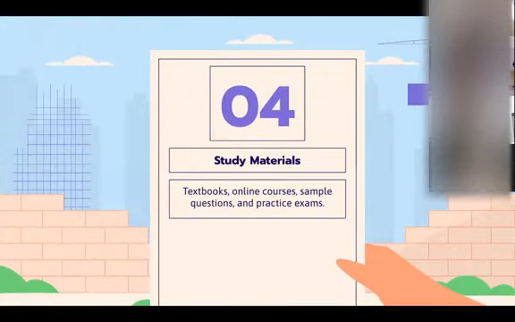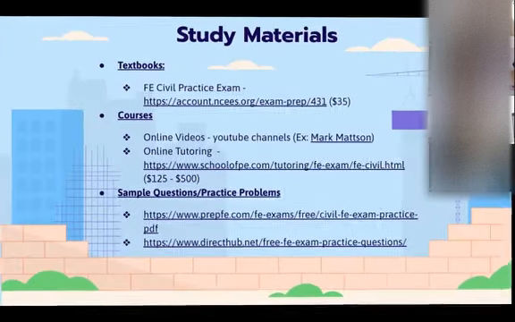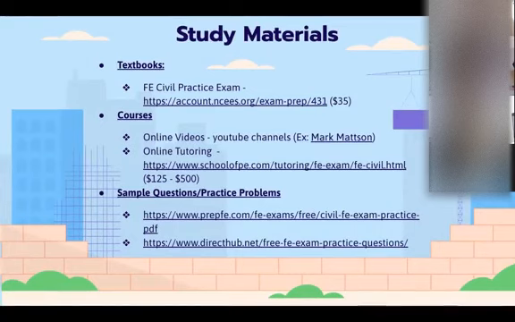And next, I'm going to cover the study materials that you might need to ace the exam. First off, we have the FE Civil Practice Exam. It's $35, and when you actually schedule the exam, you can select the optional test for $35. It's a great way to see what the exam is actually like. There's also online videos on YouTube channels such as Mark Matson's. He has a lot of great videos on what the exam is like and how to solve these problems.